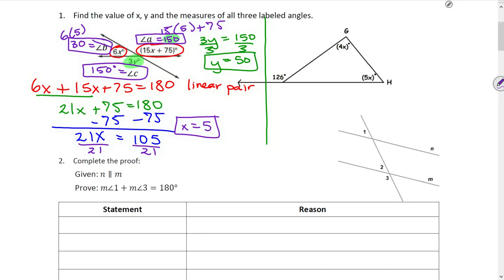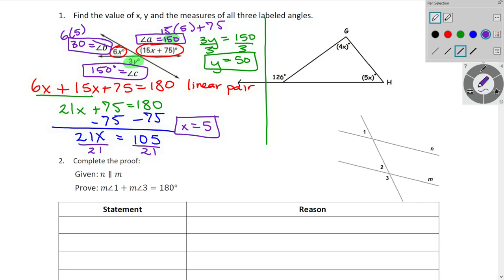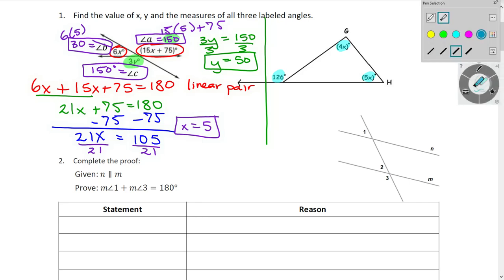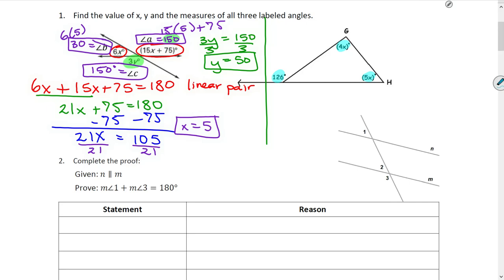In the right problem, I have really three angles. I have this angle and this angle and this angle, and it's screaming exterior angles. I don't know if you can hear it, but it's screaming to me about exterior angles. And I know that with exterior angles, the exterior angle 126 is equal to the sum of the remote interior angles, meaning 126 equals 4x plus 5x. And that's the exterior angles theorem.